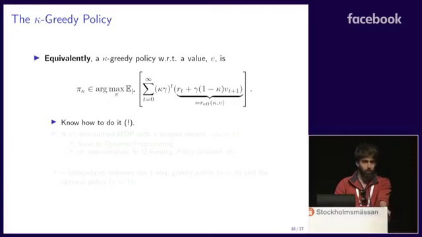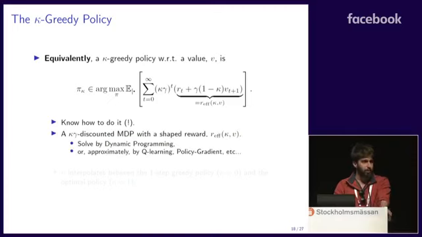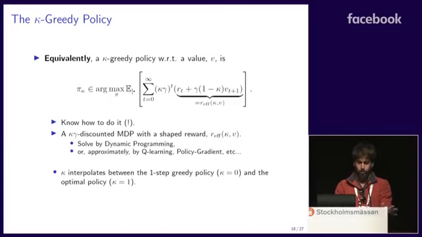We basically need to solve a kappa-gamma discounted Markov decision process with a shaped reward, right? We can solve it by dynamic programming or approximately by Q-learning or any other RL algorithm that you can think of. And again, we have that kappa interpolates between the one-step greedy policy for kappa equals 0 and the optimal policy for kappa equals 1. You see that the last term cancels out if we plug in kappa equals 1.